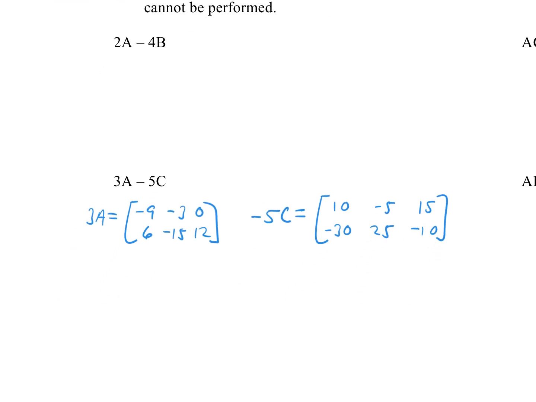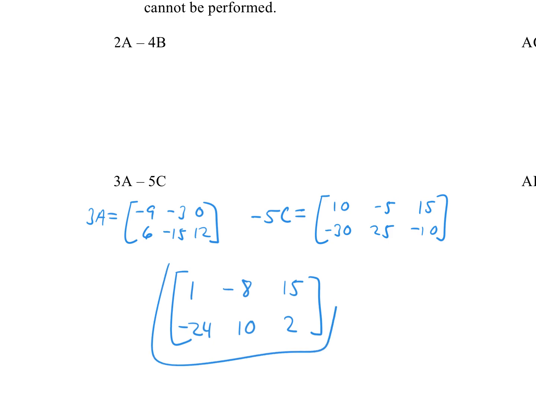All right. And since we're doing 3A minus 5C, you're just going to combine the corresponding entries, right? So read me the top row. Good. And that's your top row, right? You just combined the corresponding entries. And now what does the bottom row look like? Good. So then that would be your final answer. Pretty easy? Yeah. Nice.